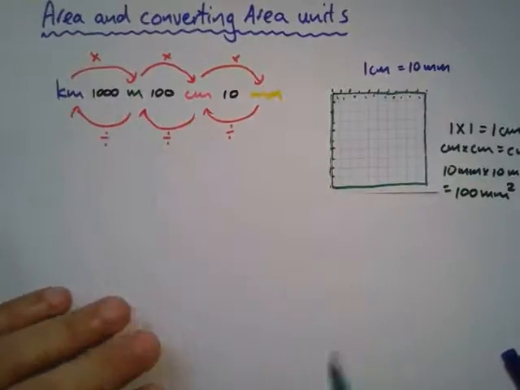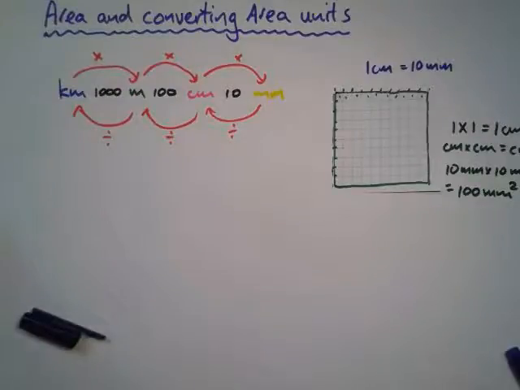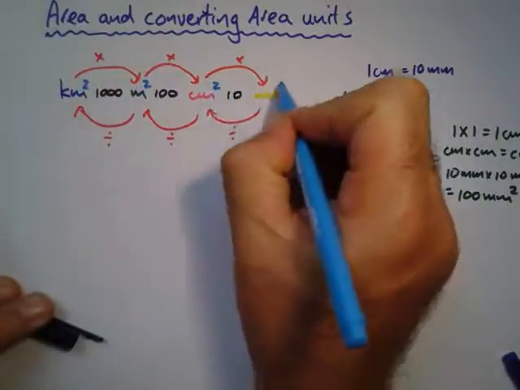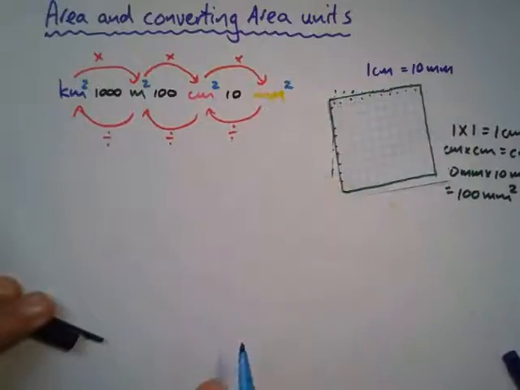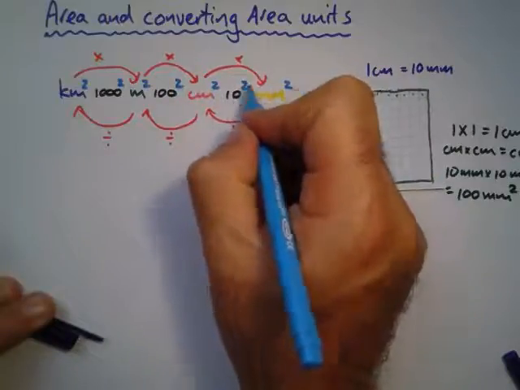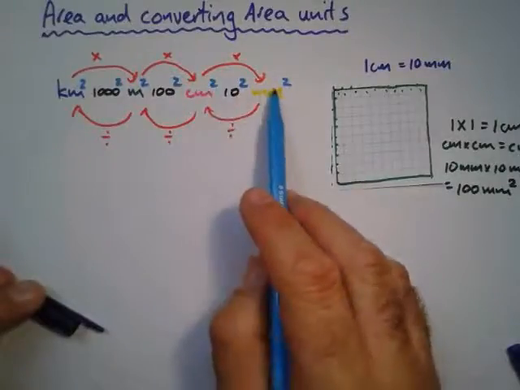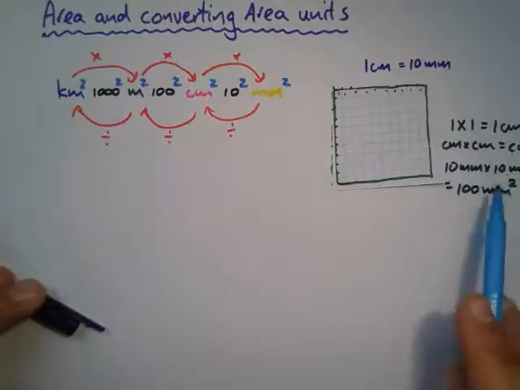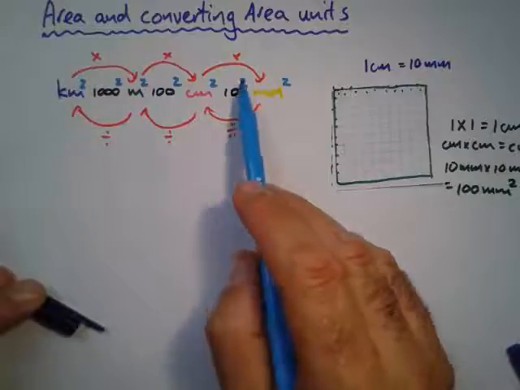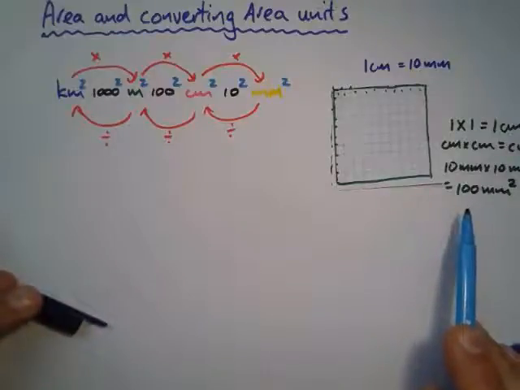Now all I want you to do is learn this. Remember I said if you know this, then everything else is going to make sense. If this is kilometers squared, meters squared, centimeters squared, and millimeters squared, then this will become times 1,000 squared, 100 squared, and 10 squared. And look what happens now. If I go from centimeters squared to millimeters squared, I'm going to times by 10 squared, and 10 times 10 is 100. So 1 centimeter squared is 100 millimeters squared.